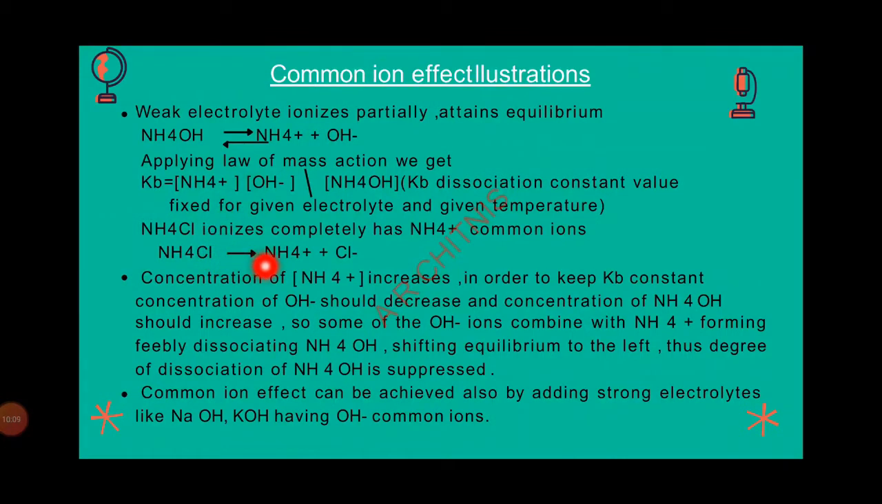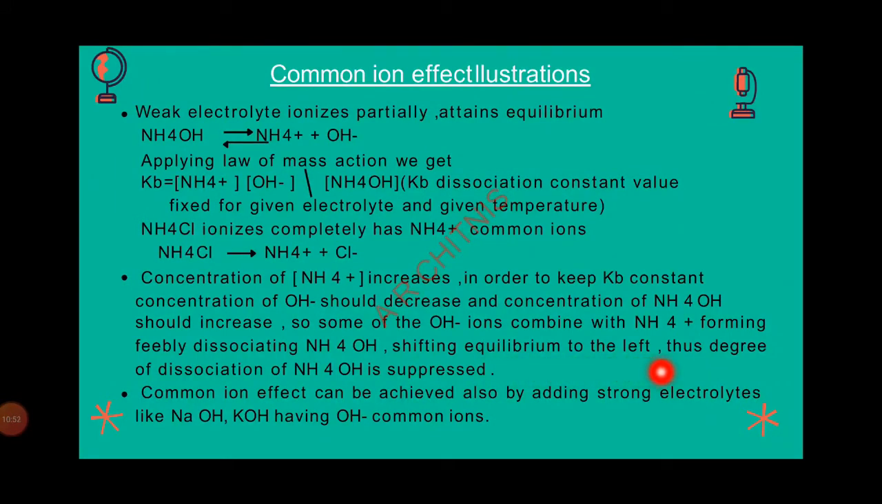Now what is happening over here? NH4 plus concentration is increasing, so the reaction takes place in the forward direction. In order to stop that, in order to increase the concentration of NH4OH, these NH4 plus ions have to combine with OH minus ions and give rise to NH4OH. So the reaction has to be shifted backwards. Same thing is happening over here: shifting the equilibrium to the left, thus the degree of dissociation of NH4OH is suppressed. If you shift the reaction towards the left-hand side, the undissociated NH4OH concentration will increase, which makes Kb constant, or stable.